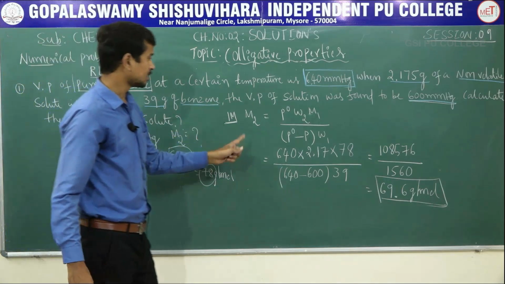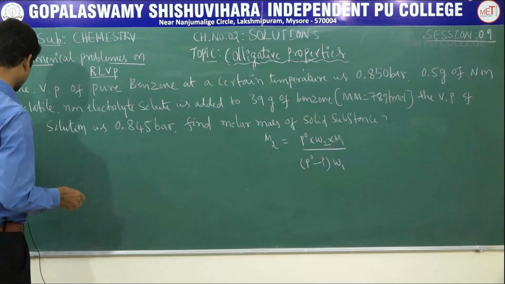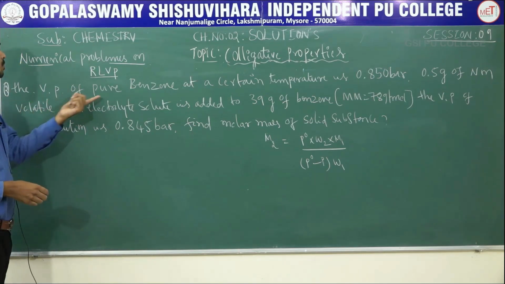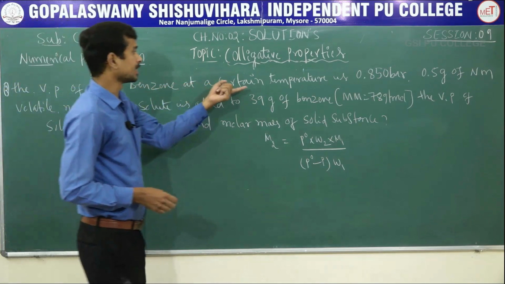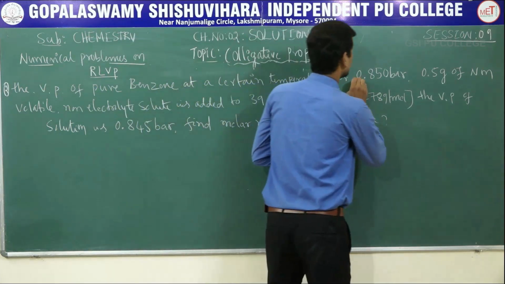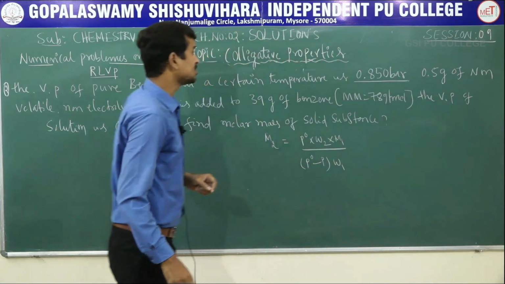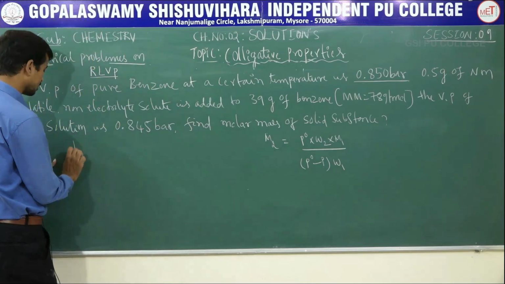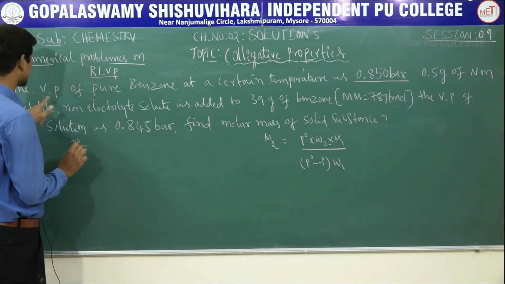You have to understand the first problem. Okay, let us consider the second numerical problem. The vapor pressure of pure benzene at a certain temperature is 0.850 bar, measured by the barometer. Let us consider what is given: P0 indicates the vapor pressure of pure benzene.